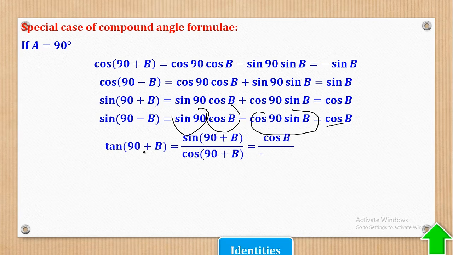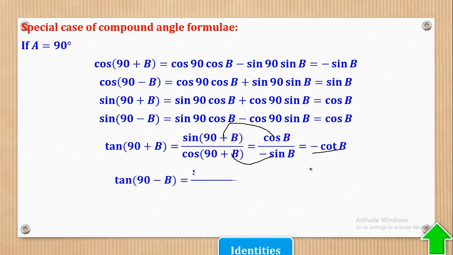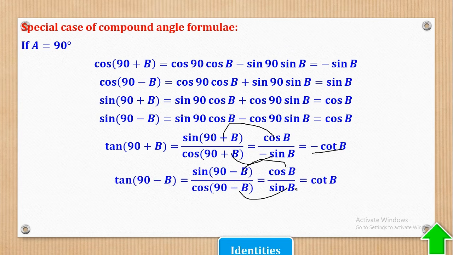Then tan of 90 plus B: we have already said that this one is this and this is this, so we end up with negative cot B. Then tan of 90 minus B: we have seen that this is this and this is this, so you end up with positive cot B. So that is the special case of this compound angle formula and how it is used.